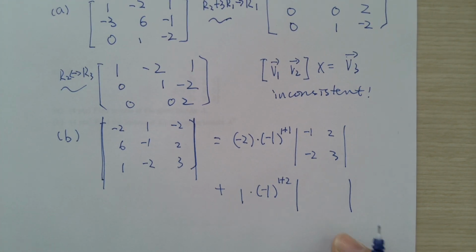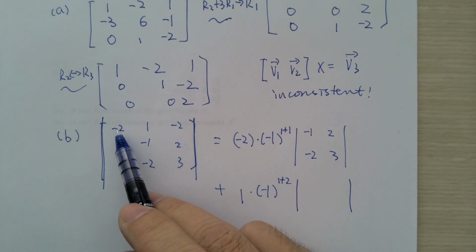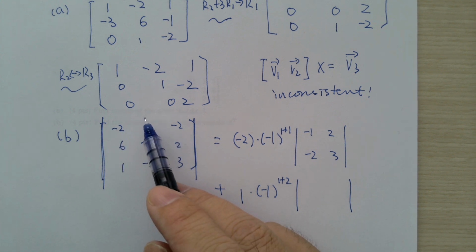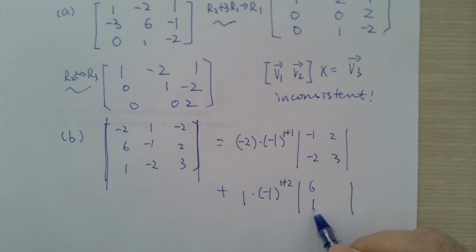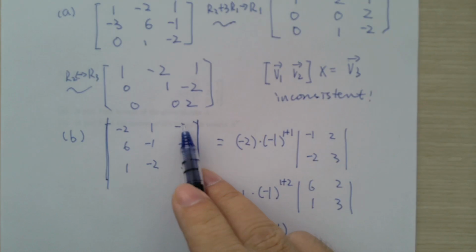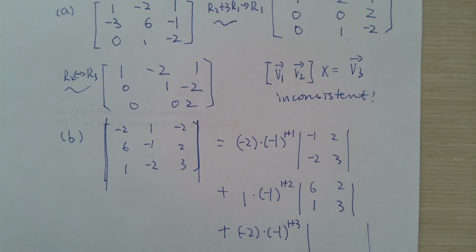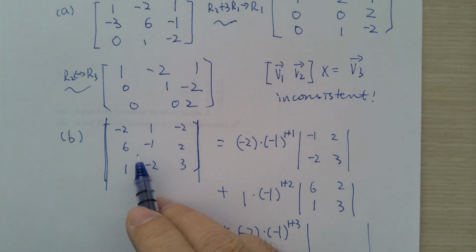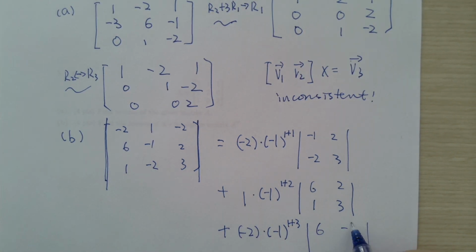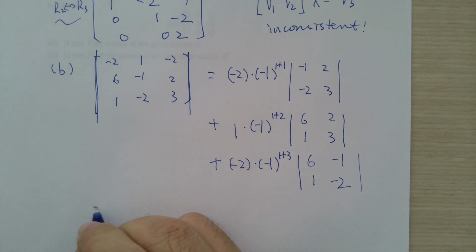and then times the determinant of the submatrix, which is getting rid of the first row and the second column, which is going to be 6, 1, 2, 3, plus negative 2 times negative 1 to the power of 1 plus 3, because this is A13. And then times the determinant of this 2 by 2, 6, negative 1, 1, negative 2. Okay. And then we can do the computation.